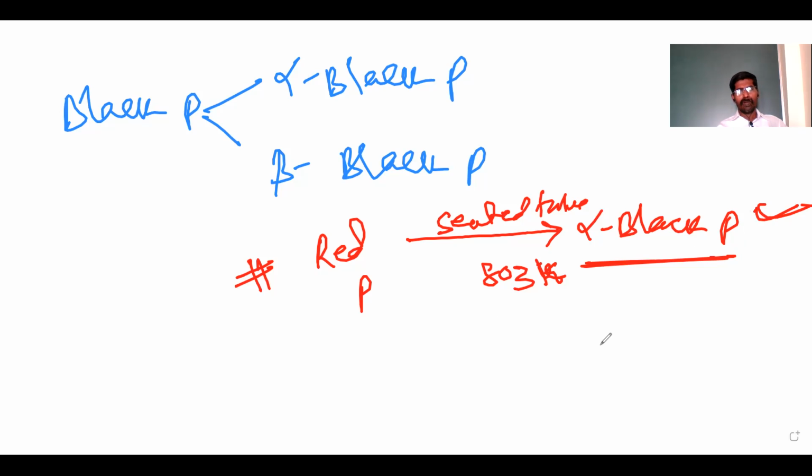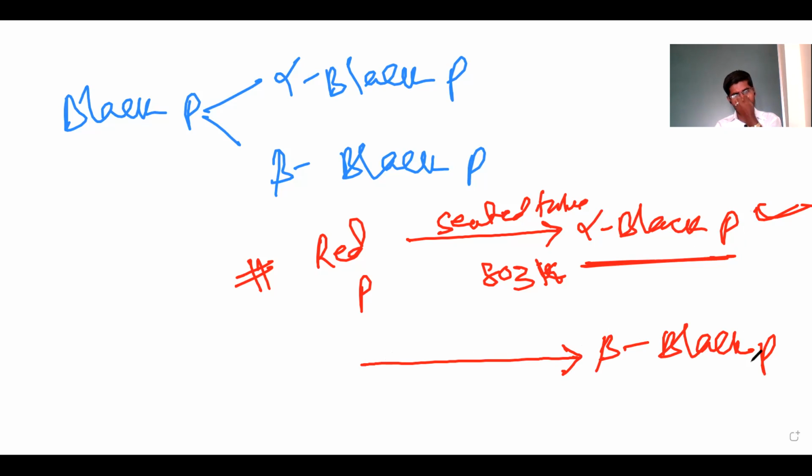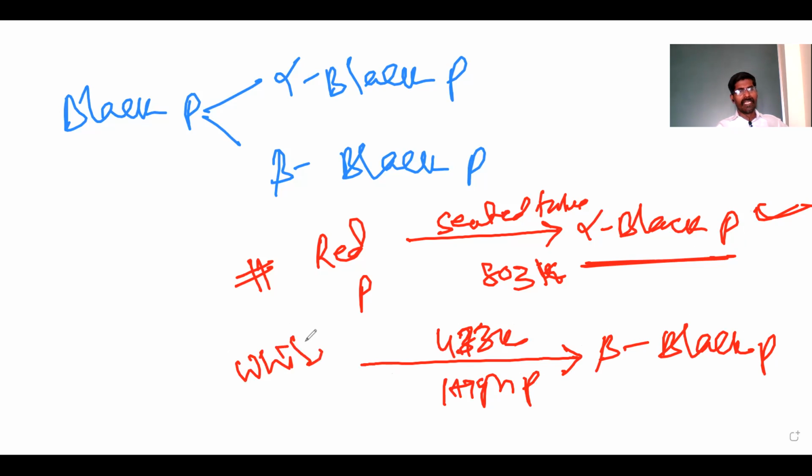And what about the second type? That is beta black phosphorus. Beta black phosphorus is obtained from white phosphorus. When we heat white phosphorus at 473 Kelvin temperature and high pressure, we prepare black phosphorus.